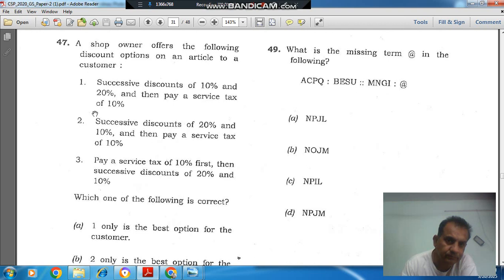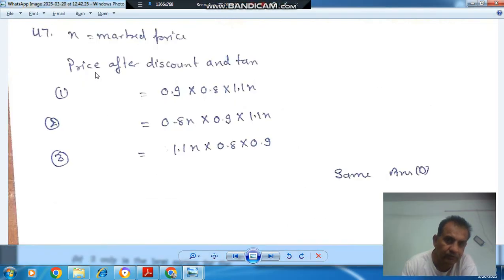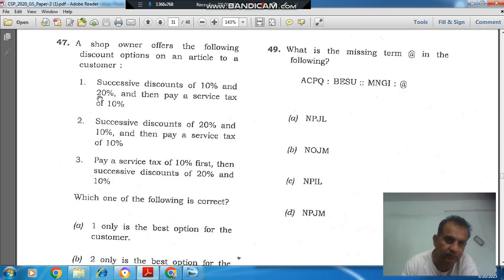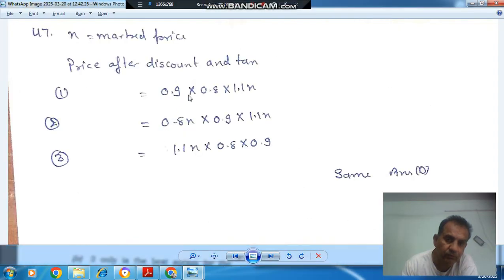So from the first option, we have first discount as 10%. Suppose x is the marked price, and after first discount, the price will be 0.9x. So 10% discount is there, and second the successive discount is 20%. So now on 0.9x, the 20% discount, so we will multiply by 0.8. So 0.9x into 0.8 will be the price after second successive discount.